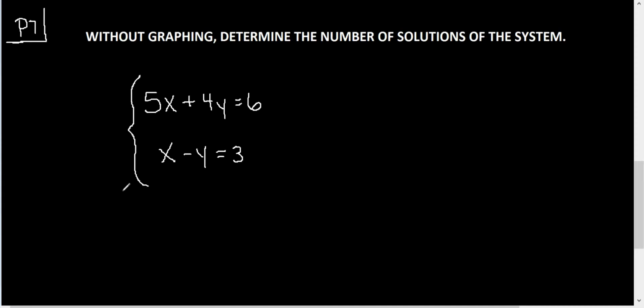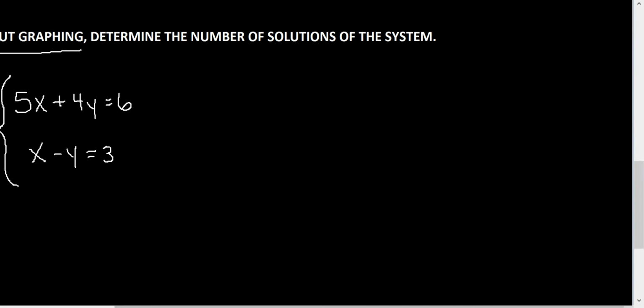Okay, in practice problem 7, they want us to change gears a little bit and say without graphing, determine the number of solutions of the system. When you think about these graphs, what are the possibilities? Here I have three possibilities for graphs.